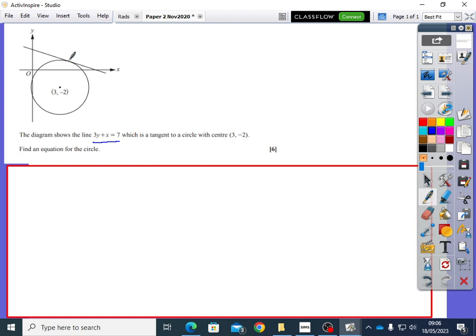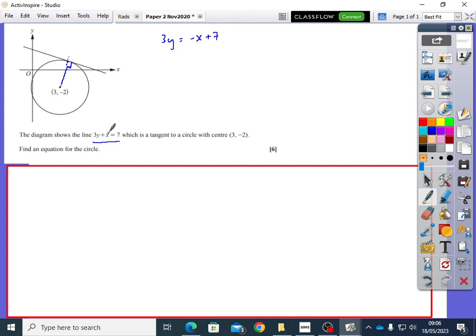We know that this is hitting it at a tangent, and if that's hitting at a tangent, then that tangent is perpendicular to this radius. So that's going to hit at 90 degrees. Now if we know that, then let's quickly just rearrange this. We can say that 3y is equal to minus x plus 7.